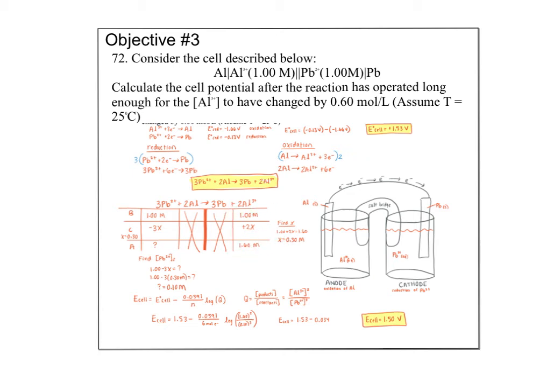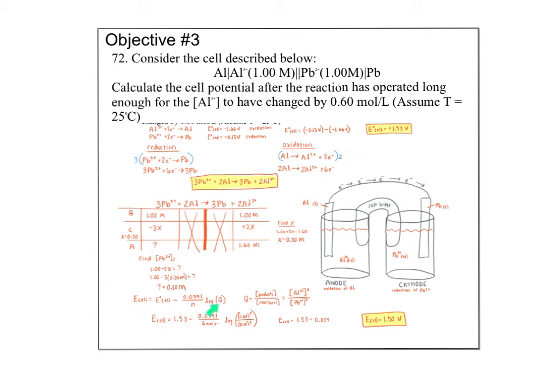Okay, 1 plus 2x has to give my afterline. So 1 plus 2x equals 1.6. I solve for x and I get 0.3 molar. So now I can solve for the final concentration of Pb2+. 1 minus 3 times x gives me what my Pb2+ is at the end. So 1 minus 3 times 0.3 gives me a leftover of 0.1 molar.